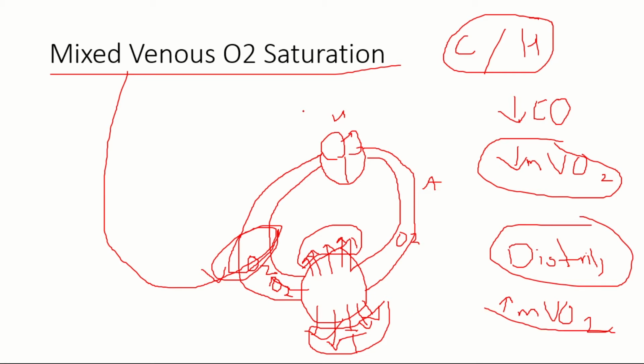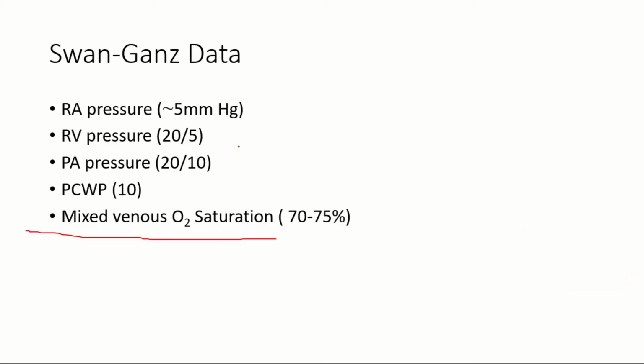So the Swan-Ganz catheter, when inserted inside the heart, can be used to take a sample of this blood. Okay, so this is the same blood that has just returned from the tissues. So when you take a sample of this blood, it can be used to measure the mixed venous oxygen saturation. So that's how Swan-Ganz catheter helps to measure mixed venous oxygen saturation.